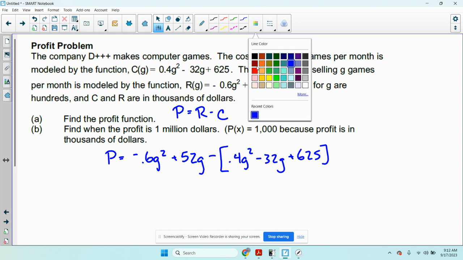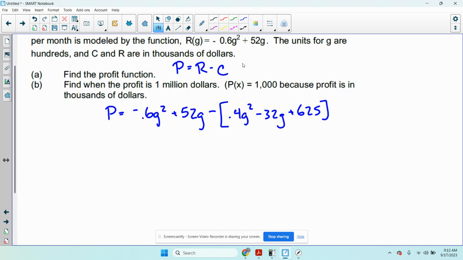Distributing the negative and combining like terms, we get the profit P of g equals 0.6 minus 0.4, that's negative 1 g squared. 52g minus negative 32g is 52 plus 32, that's 84g, minus 625. So I want to know when this thing equals 0.